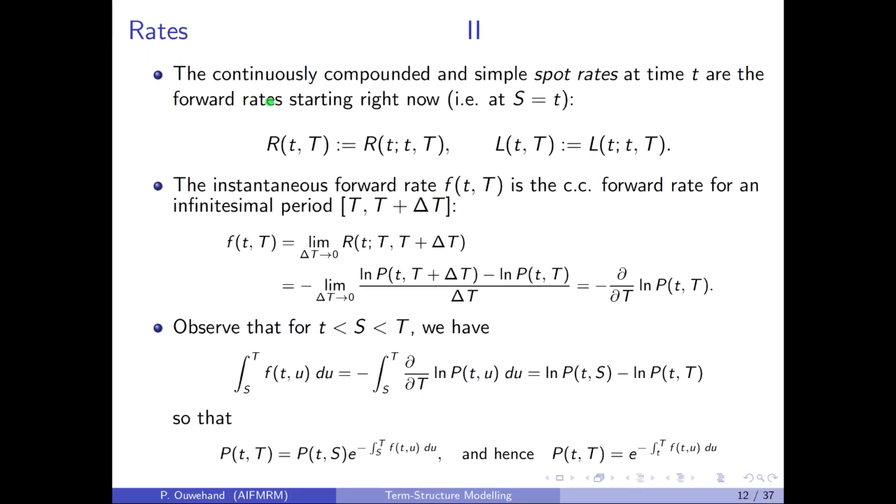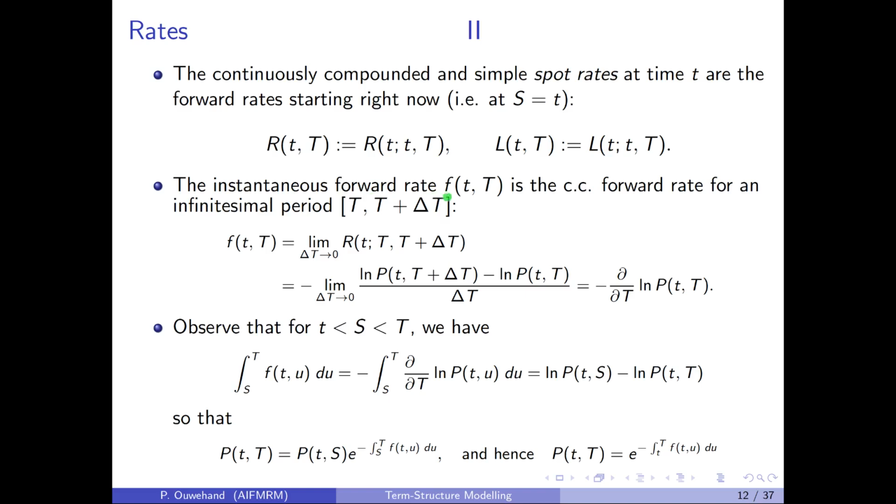The continuously compounded and simple spot rates at time little t are the forward rates starting right now, i.e. starting at capital S is equal to little t. Thus the continuously compounded spot rate, R(t,T), is given as follows, where on the right hand side we have the forward rate. And similarly, the discretely compounded spot rate is given as follows.